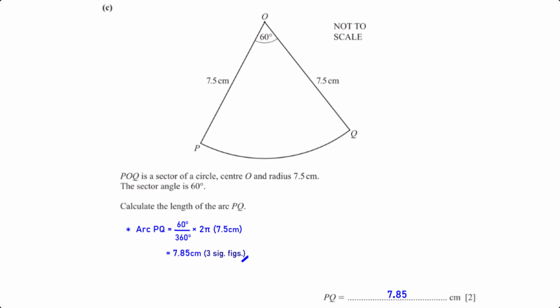POQ is a sector of a circle, center O, and radius 7.5 centimeters. The sector angle is 60 degrees. Calculate the length of the arc PQ.